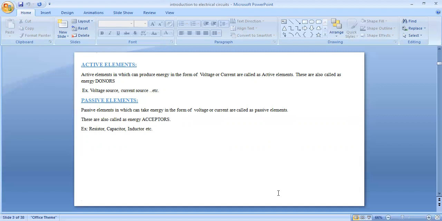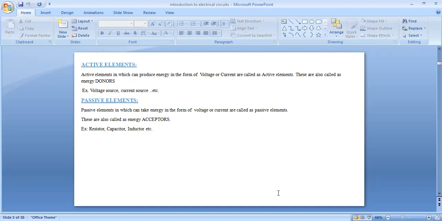So the elements which can produce energy in the form of voltage or current are called active elements. The examples of the active elements are voltage source and current source. Here, the voltage source or current source produces the energy in the form of voltage or current. So these types of sources are called active elements, and these active elements are also called energy donors because they are giving the energy. So the network which consists of these active elements is called an active network.